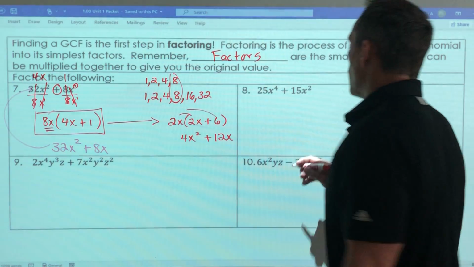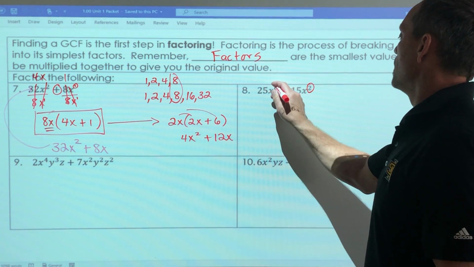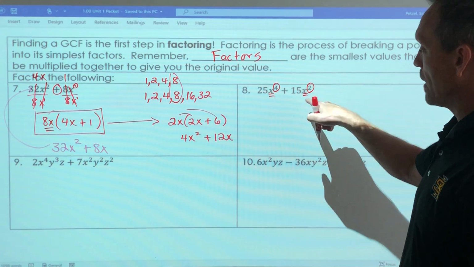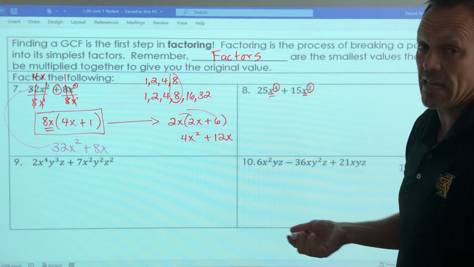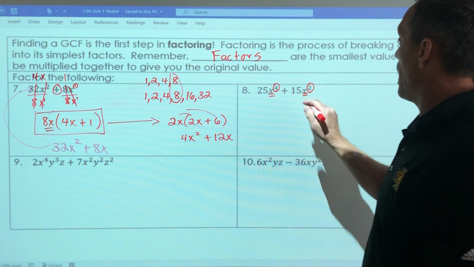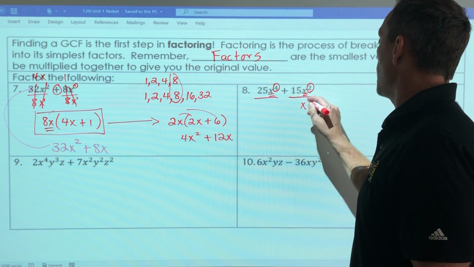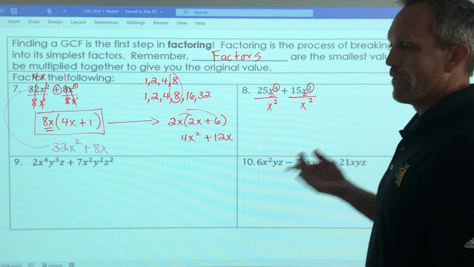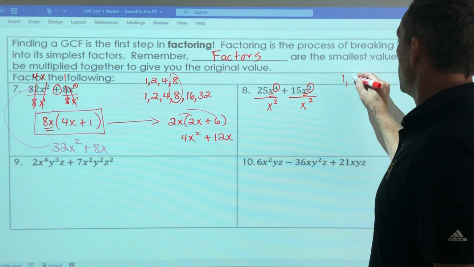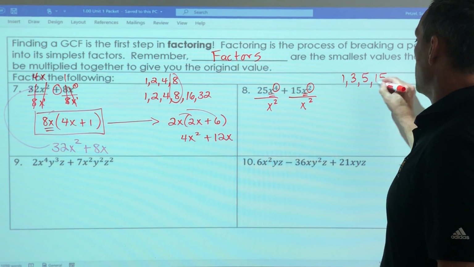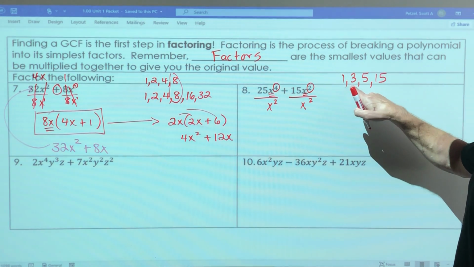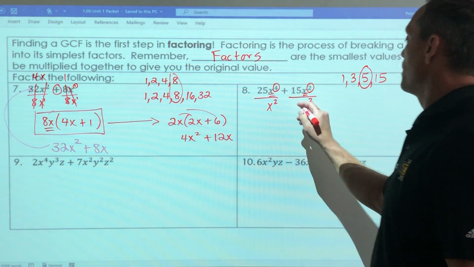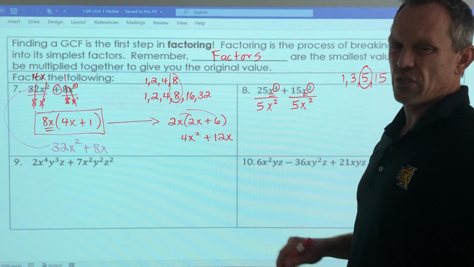What's my GCF? Always, always, always first things first. You have like bases. If this was a Q or an R, if it wasn't an X, you couldn't do this. The X has to be in common. So my GCF for my variable is X squared. What's my GCF for 15? Well, 15 is 1, 3, 5, and 15. Well, 25 is not divisible by 3. 25 is not divisible by 15, but 25 is divisible by 5. So that's going to be my GCF for my numbers.